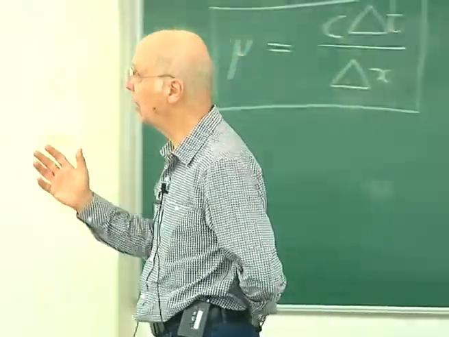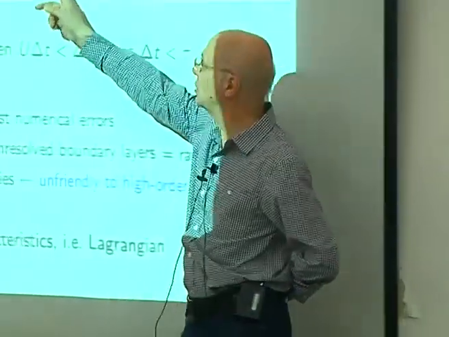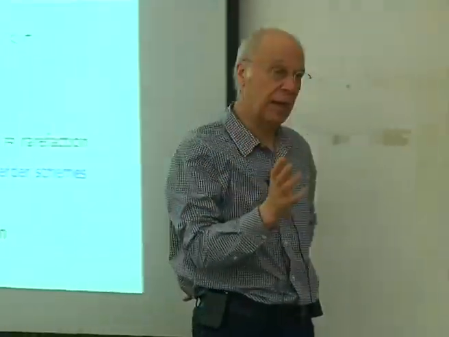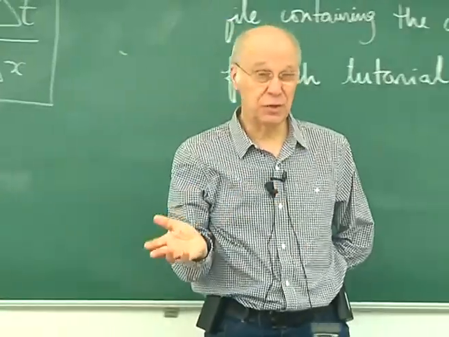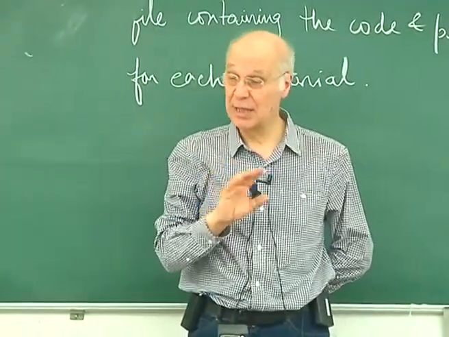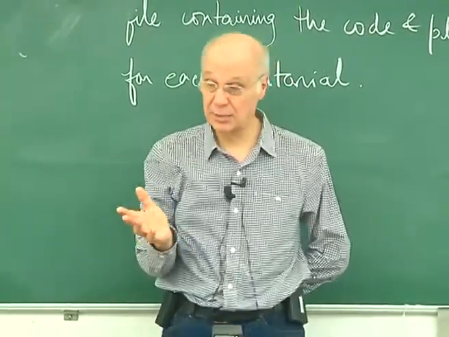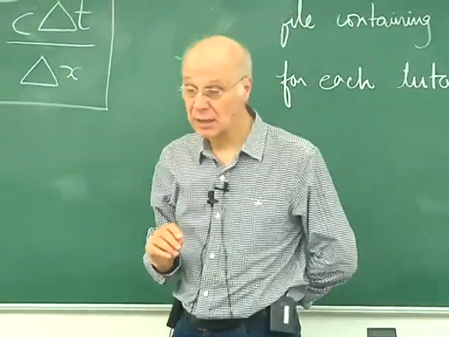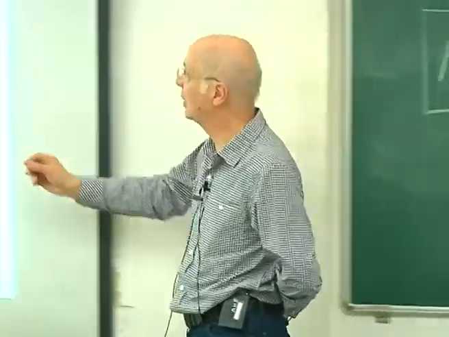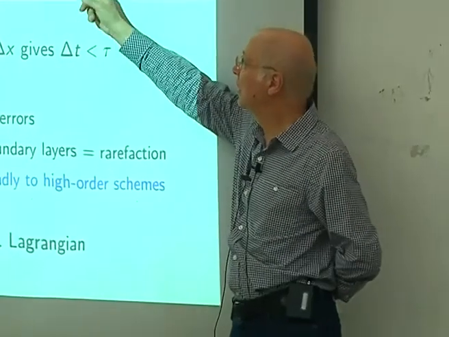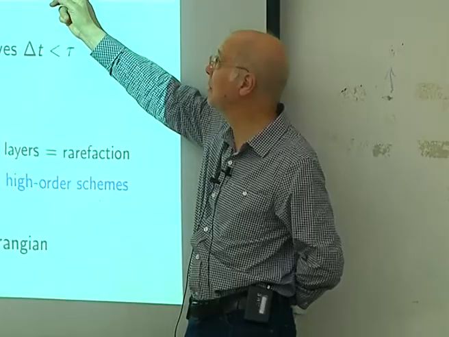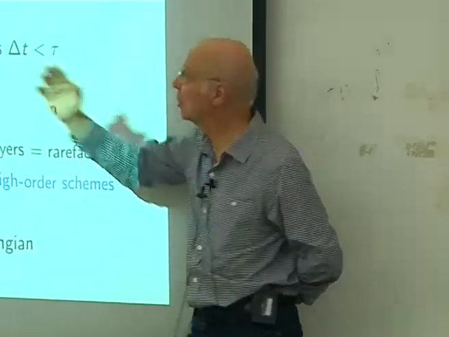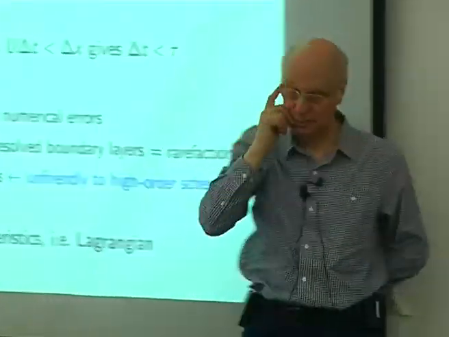You also have a criterion that we've had before: the diffusivity times delta T has to be less than delta X squared. Those two conditions give you the CFL condition, that the time step times the speed, how far you travel in one time step, is less than the grid size. So these two conditions imply that.